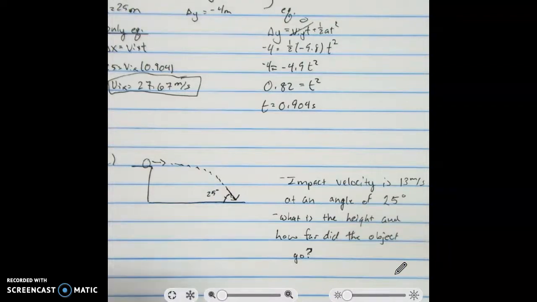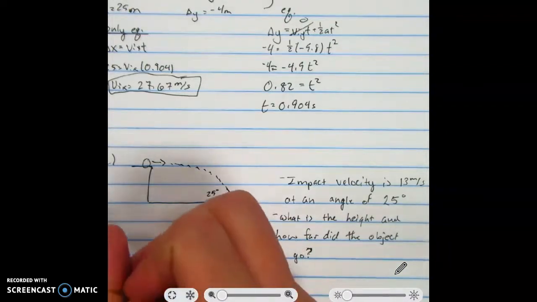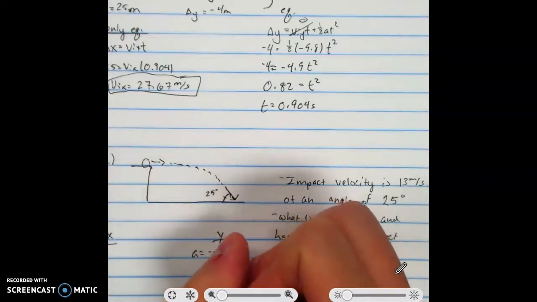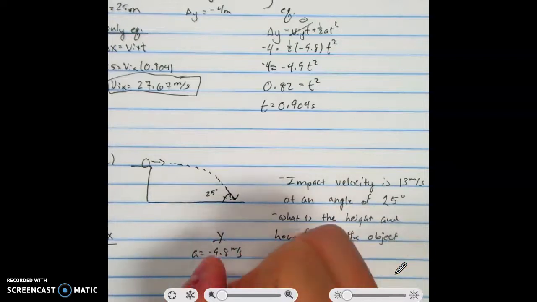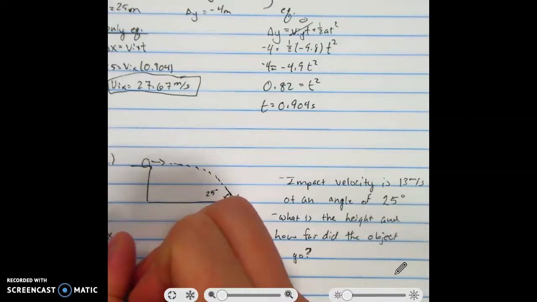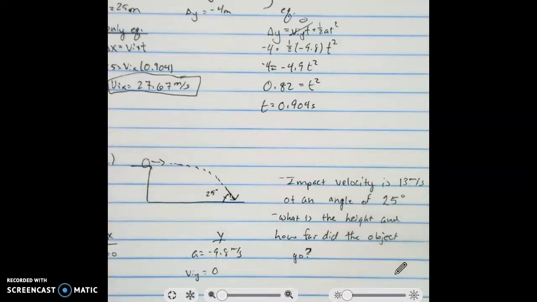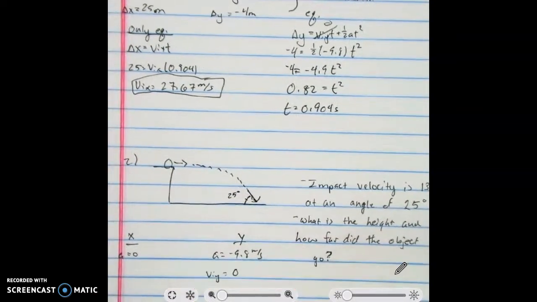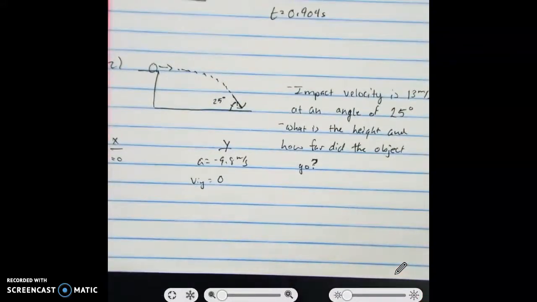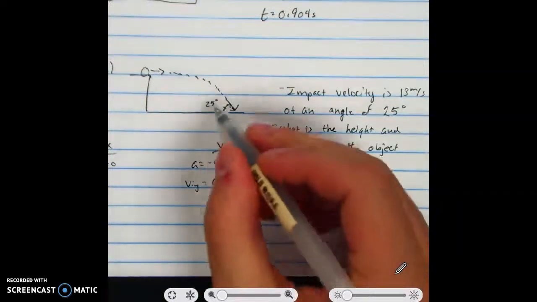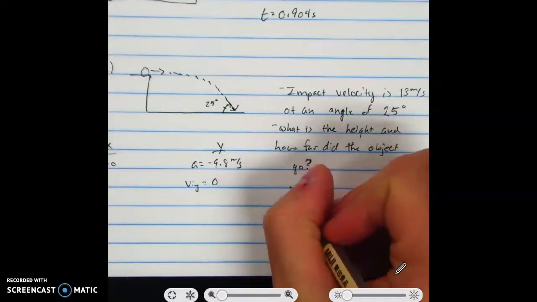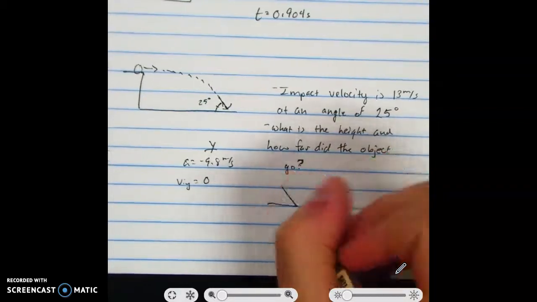So, x and y, because why not? Let's get this going. Acceleration is negative 9.8 meters per second squared. The initial y is 0. Acceleration in x is 0. That's kind of all I can write, just that bit of information. Not too much. But what we can do is use this end stuff and extrapolate backwards, if you think about it.